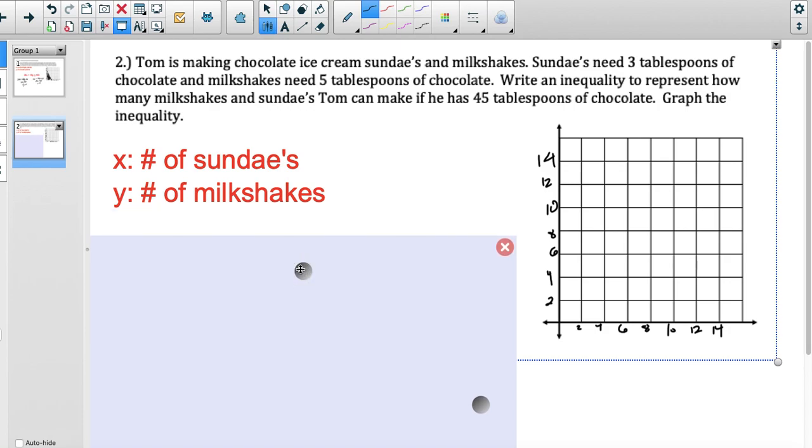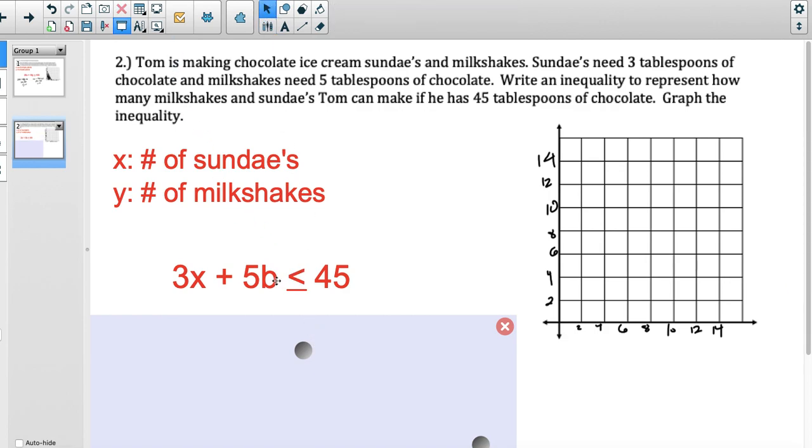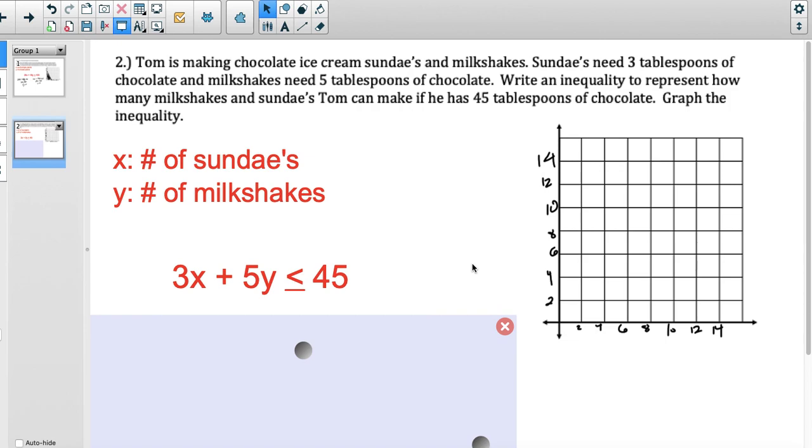Looking at what our inequality would look like, with the sundaes needing 3 tablespoons of chocolate, we could say 3 times x. Oh, there's my typo again with that letter B. Let's go ahead and update that. And the milkshakes need 5 tablespoons of chocolate, so let's change that to a y. We could have several different combinations, having 45 total tablespoons of chocolate. Earlier I showed how to plug in 0.